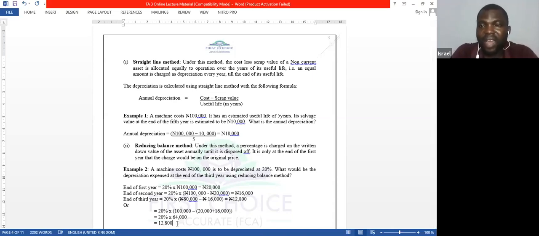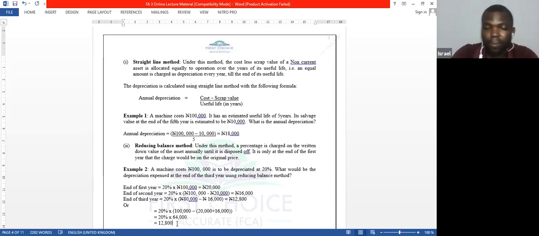Please, if you have any question, you can write it down in the comments. When I'm done, I'm going to look at the chat room to answer all your questions. Please, like I said, you must know this topic. This standard is very, very important. If you know this standard, you can have it at the back of your mind that you have 20 marks in your exam already. It's very, very important for you to know.